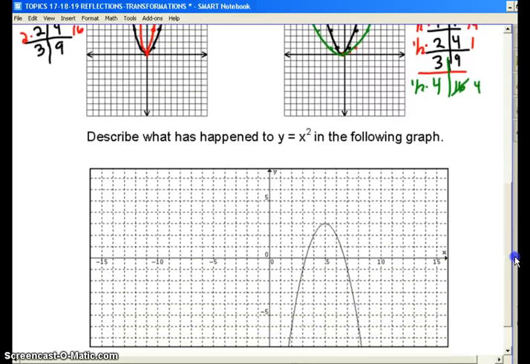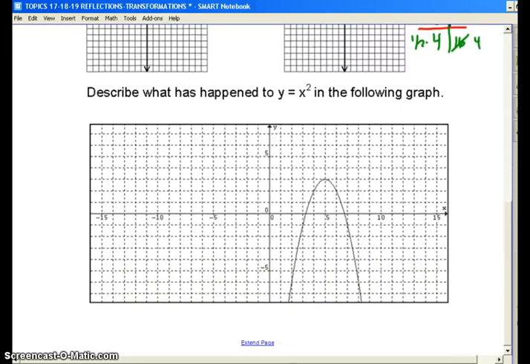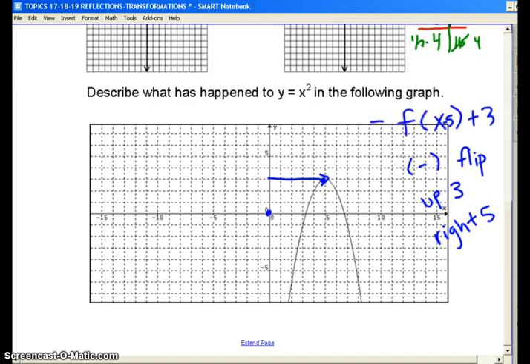All right, describe what has happened to y equals x squared in the following graph. Okay, one thing that has happened to this graph, it flipped. And how do you make it flip? So negative. Okay, it also, the vertex is normally right here, and now it's up here. It went up 3, and it went over, and it went to the right 5. Okay, so the resulting function would be negative f of x minus 5 plus 3.